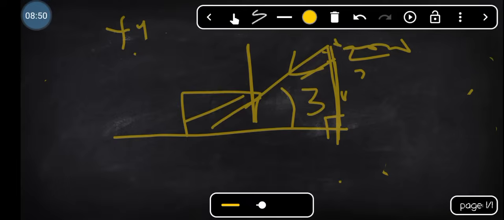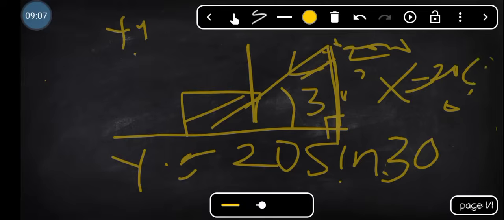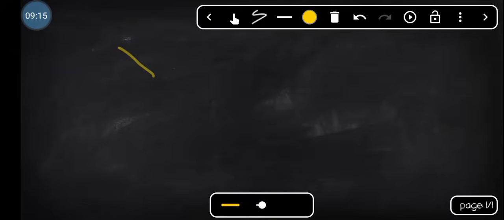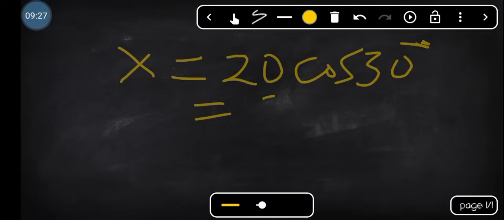Hypotenuse. That is sine. So our vertical component, which is y, will now be equal to 20 sine 30 degrees. The other one we find was 20 cos 30 degrees. So if we write it properly, we have x is equal to 20 cos 30, which is actually equal to, if you check your cos 30, 20 root 3 over 2.